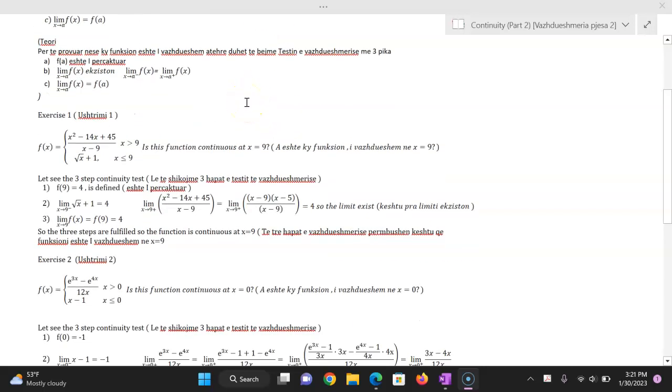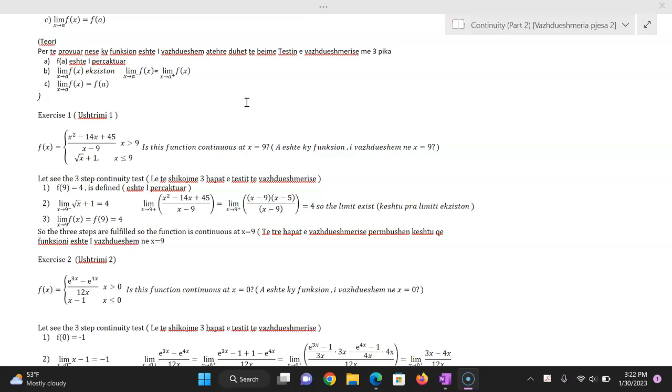We have the function f of x equal to x squared minus 14x plus 45 over x minus 9 for x greater than 9, and the square root of x plus 1 for x less than or equal to 9. Now the question is: is this function continuous at x equals 9? Well, let's see the 3-step continuity test. The first step is that f of 9 is equal to 4, and that is defined.